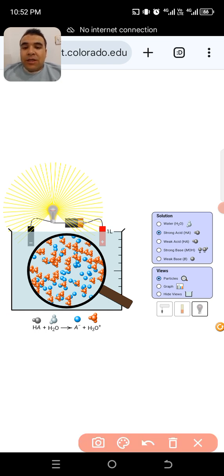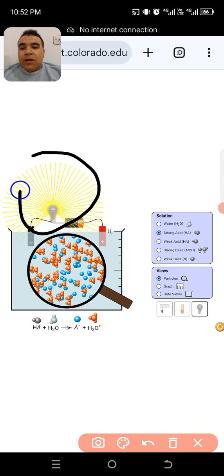As you can see, the bulb sparks. It's strongly working, switched on as we connected the bulb to the solution, because it's a strong electrolyte and has a high concentration of hydronium and anion in the solution.